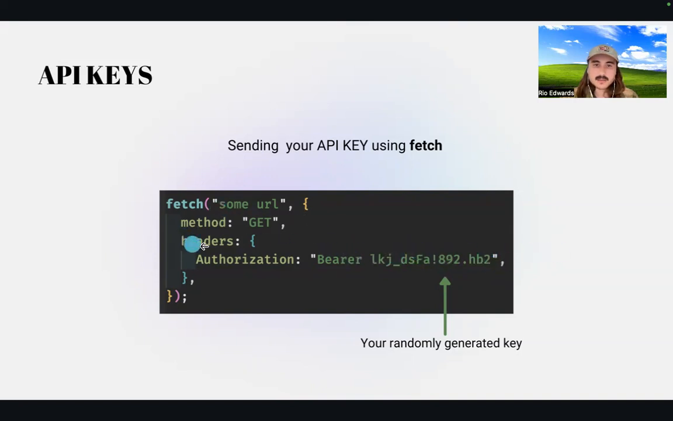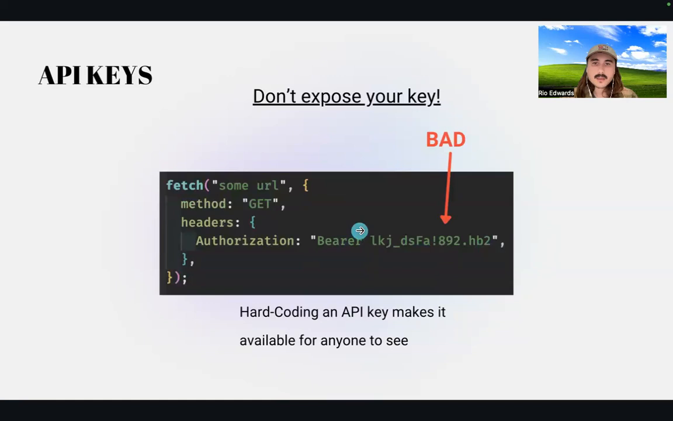And then this fetch request will now be validated by the server that you send it to. It'll say, oh, cool, you have the key that we need if you're going to access this URL. But there's a problem here. We have our key hard-coded into our code. So this access key, this API key here, is just written in as normal code within our app. And that means anyone who can see our code is gonna see our API key.